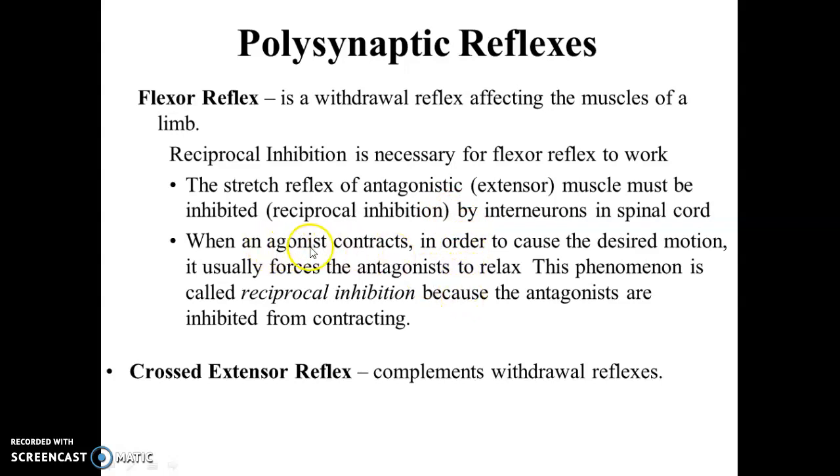So when you tap the biceps, which would be the agonist, it will contract. And in order for that to contract, the antagonist, which would be the triceps, has to be relaxed. And this process is called reciprocal inhibition. We're also going to talk about what's called a crossed extensor reflex. This complements a withdrawal reflex, a little bit more complicated.